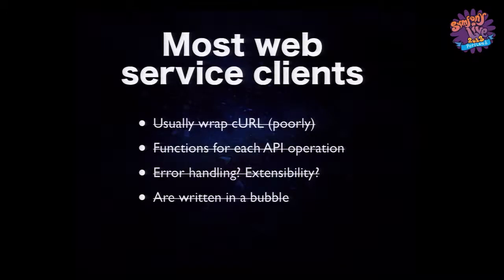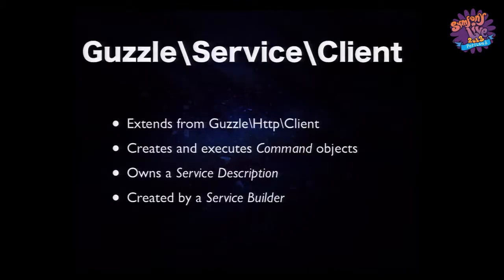Because people shouldn't have to keep writing the same curl wrapper over and over. And they shouldn't have to worry about low-level plumbing that Guzzle takes care of for them. This allows them to stop focusing on that and really just focus on delivering something that's quality to their users. And all of this web service client layer starts in the Guzzle service client object. Guzzle service client extends from a Guzzle HTTP client, so it has the get, post, and put methods. But also it has a concept of sending and executing command objects. And it has a service description. And it can be created by a service builder. And we'll talk about all those.